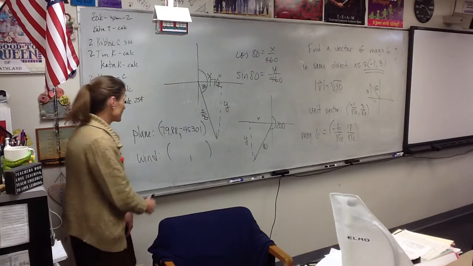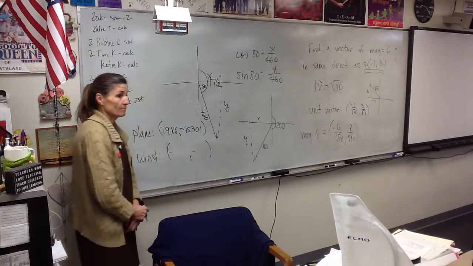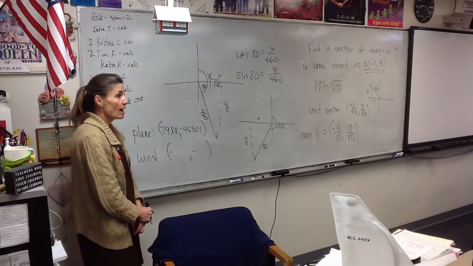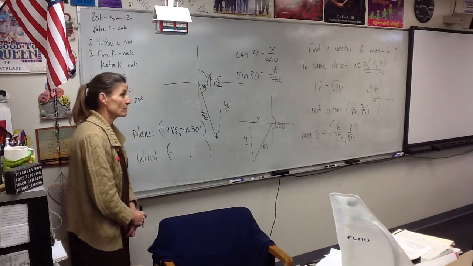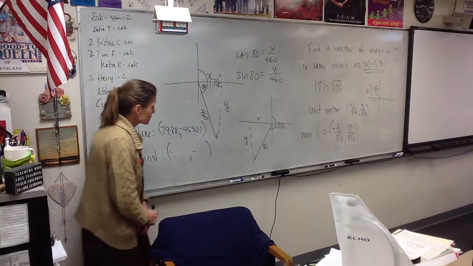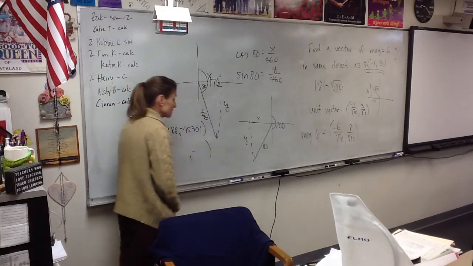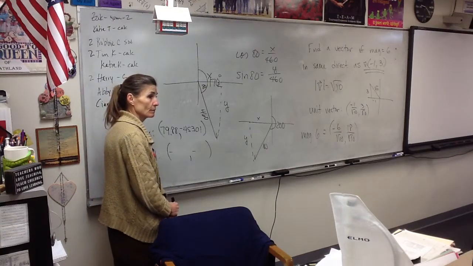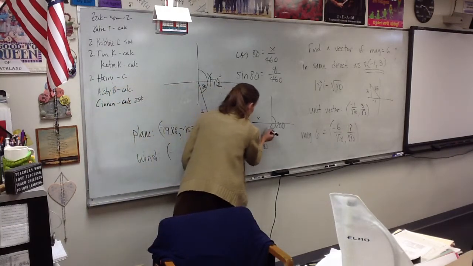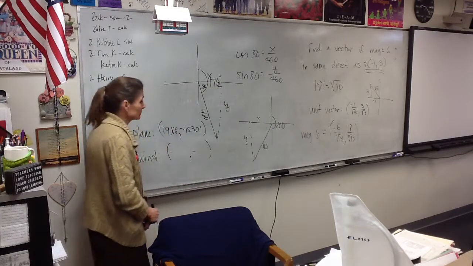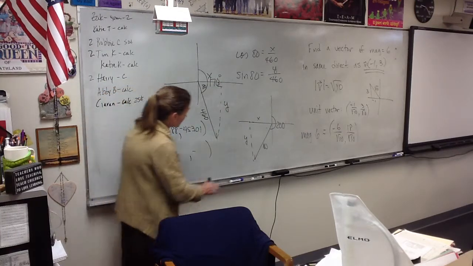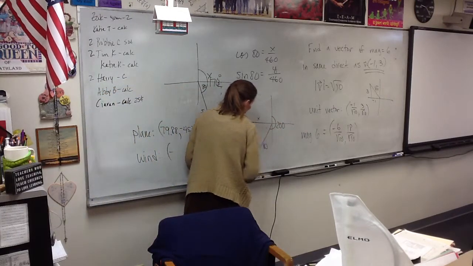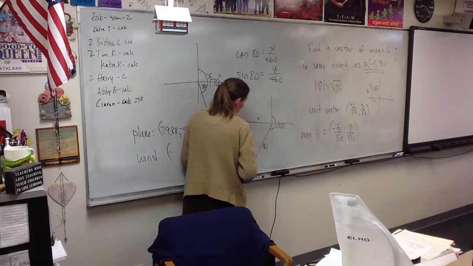Before you even do it, can you tell they're both going to be negative? How do I know that? I'm in quadrant 3. So what will I need to do to find the x and y coordinate there? Figure out this little angle right here. Remember, this is 200, so this will be 70.